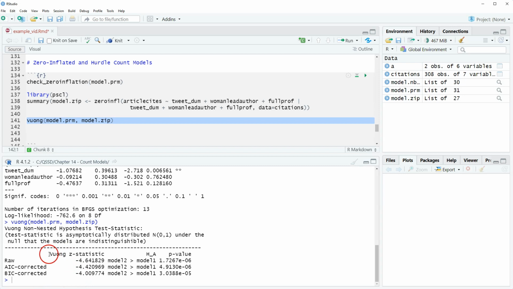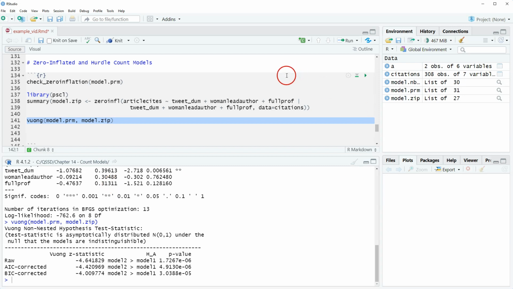All right, so here's the Vuong Z statistic. This is the test statistic. So we see that all of them are 4 point something. So given that, we can conclude that the zero-inflated Poisson is preferred over the standard Poisson.